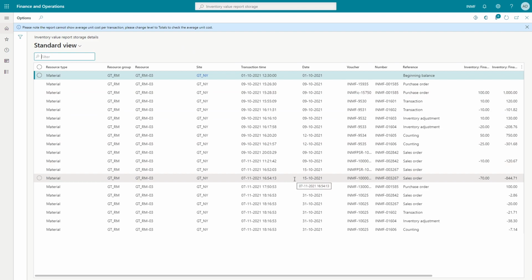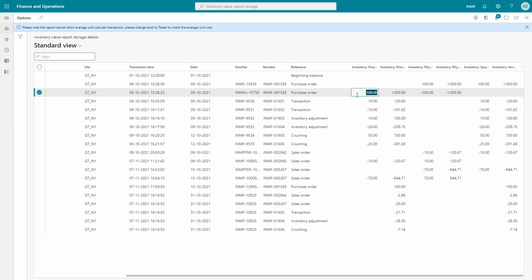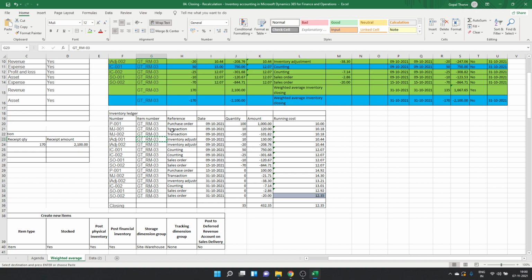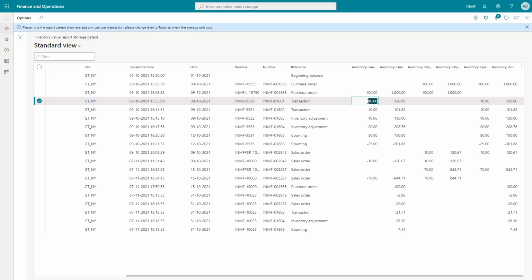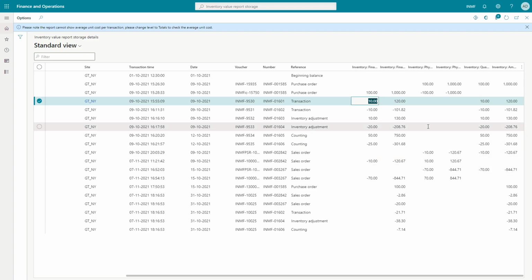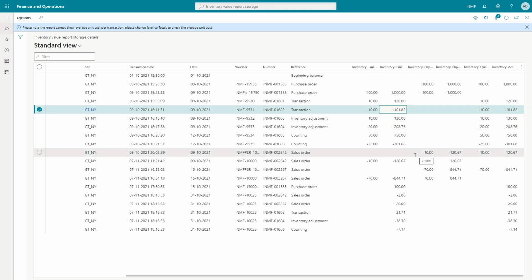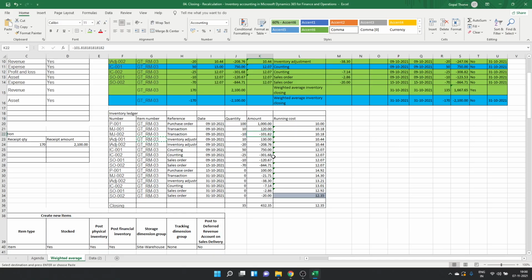If you see, for this particular item I have a beginning balance of 0. Then I made a purchase of 100 quantity, 1000 was the amount. So now just compare with this ledger. That is why I prepared it, to correlate with this. Then we did movement of 10 quantity, 120 amount. Then we did write down using movement, 101.82. 10 quantity we did inventory adjustment up with 130 of cost.